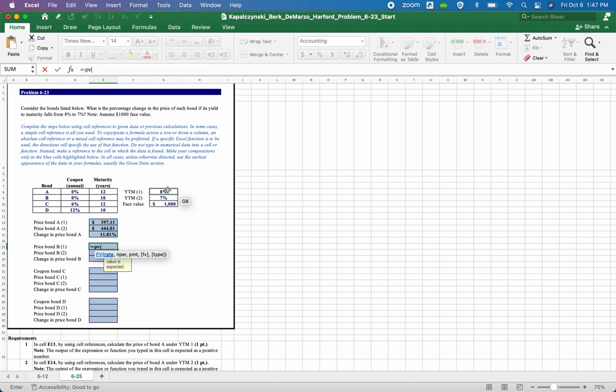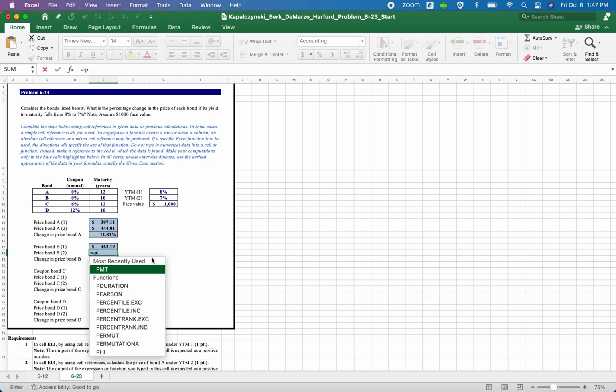So the rate will be again 8% for the first case. My N now will be 10. So this is my second bond. My payment will still be 0 and my future value is 1,000. Okay? So now notice how the price of this bond is higher. There are fewer years. You have to wait less time for the final payment.